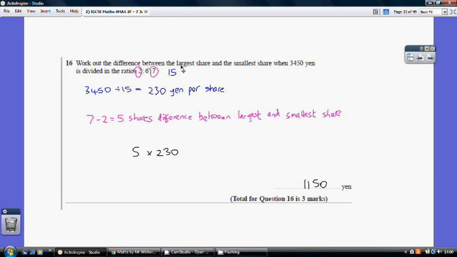Now, what is the difference between the largest share and the smallest share? How many shares is the difference? Well, 7 take away 2 is 5. So there is a difference of 5 shares between the largest and the smallest share. So if we've got 5 shares difference and each share is worth 230 yen, to work out how many yen the difference is, we do 5 times 230, which is 1150. Alternatively, you could have worked out how much 7 shares was worth, 2 shares was worth, and then take one away from the other. That will also, of course, give you 1150.